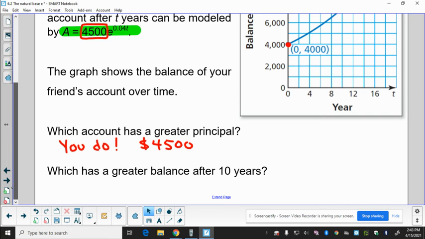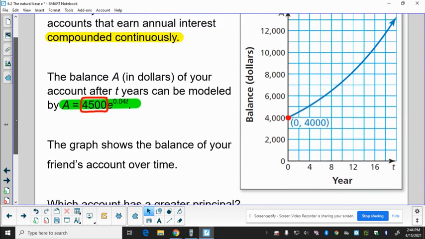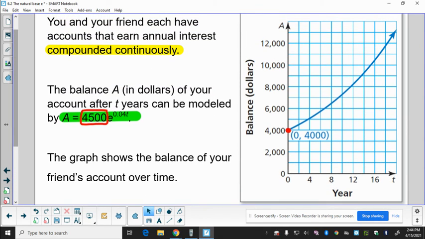Look at this. Which has a greater balance after 10 years? Well, let's look at this graph first of all. After 10 years, let's see here. Here would be 10 years. I hit the graph about right there, and I'm going to go over there, and I'm going to say that's a little bit more than $7,000. Let's say $7,200. Let's guess at that. Let's see what your account would have after 10 years.